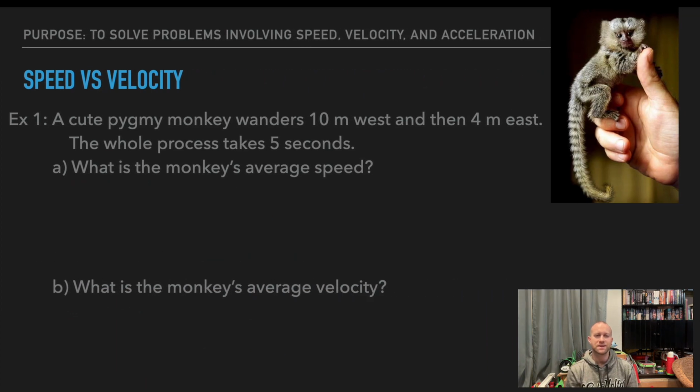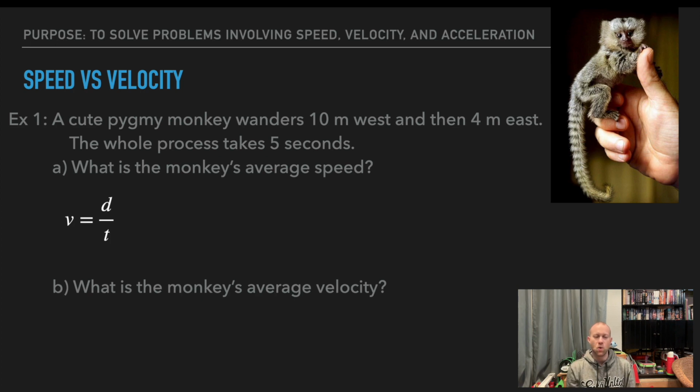All right, so here's another example. We've got another cute pygmy monkey. If you haven't seen the pictures, they're really cute. I don't know how you haven't noticed the pictures. They're really tiny. So we've got a pygmy monkey, and it is traveling 10 meters west and then 4 meters east. And it's going to take 5 seconds for this monkey to do that. We want to know average speed, average velocity. Don't get thrown off by the fact it says average. We just want to solve this like we normally would.